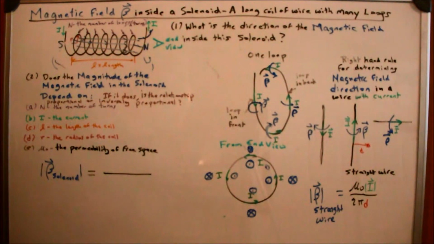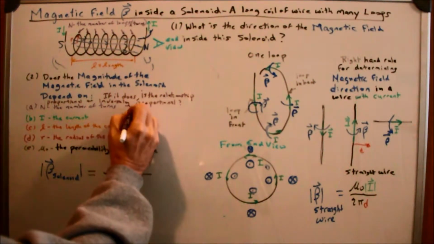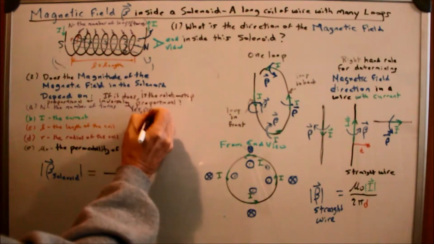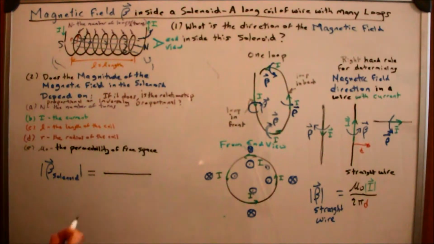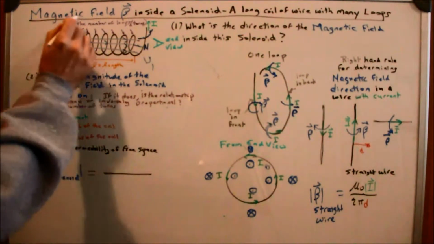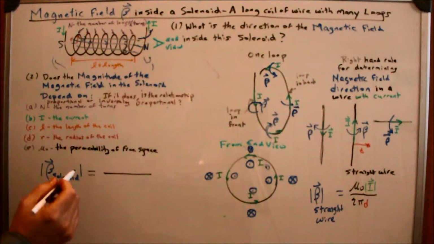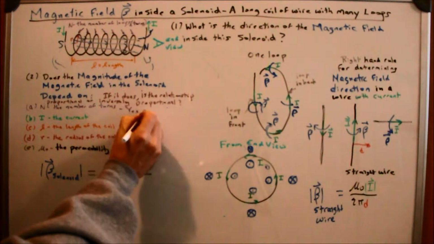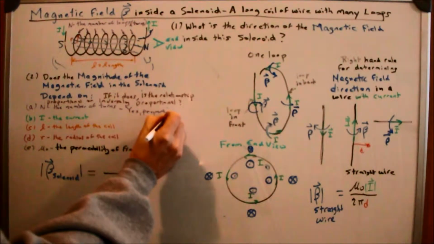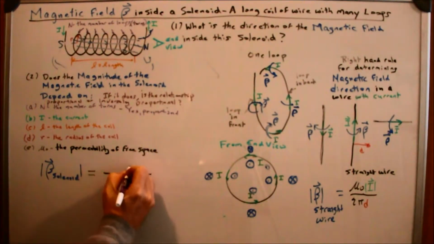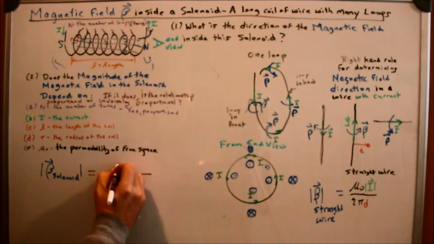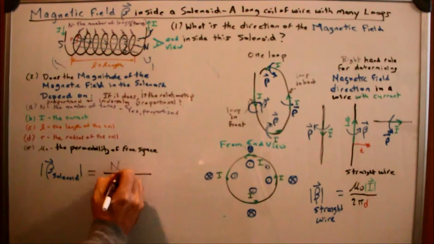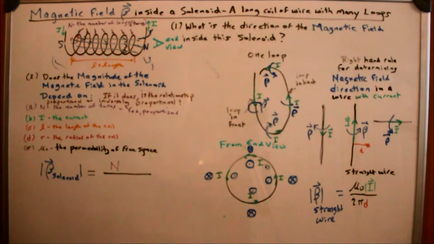Yes, it does depend on the number of turns, and it's proportional. The more turns, the greater the magnetic field inside. So we would expect to have n to make it proportional. Now, the current.